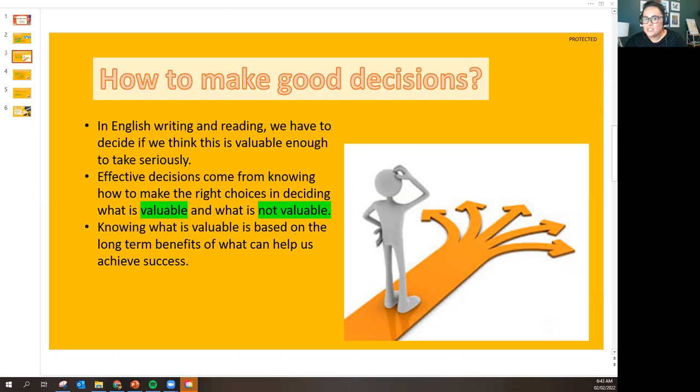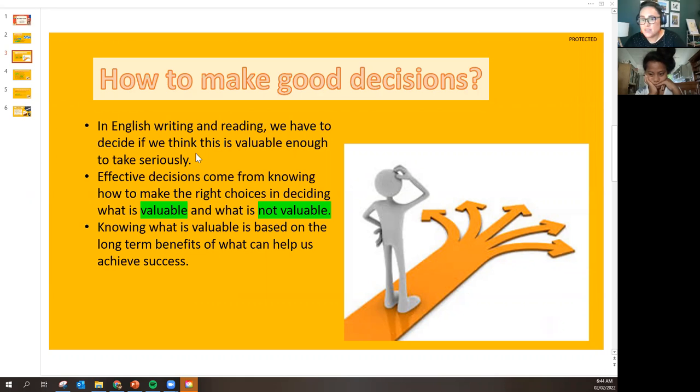So yes, in English reading and writing, we have to decide if what we think is valuable to write about. So what do you think is valuable? Are you going to write just because you want to do the homework, or do you want to write with intention? Remember how I was teaching you the other day, how can we write about something that is important versus writing about something just for the sake of writing? It's so important to make sure that you're making the right choice in what you're writing about when you're planning.